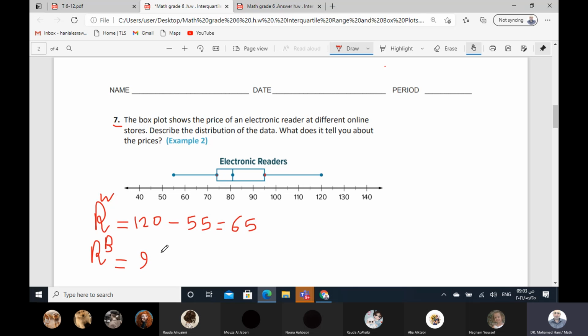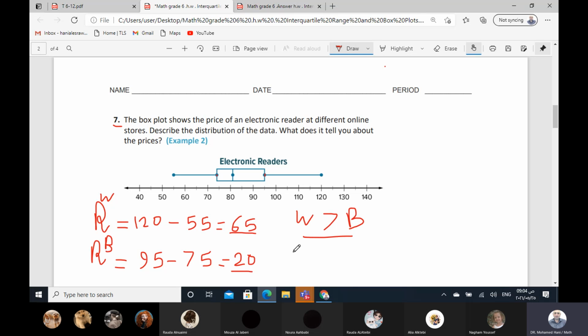So we can write here 95 minus 75. So the answer about 20. Now compare between the two numbers here. Which is greater? The range of the whisker or the range of the box plot? The range of the whisker. So the whisker here longer than the box plot.